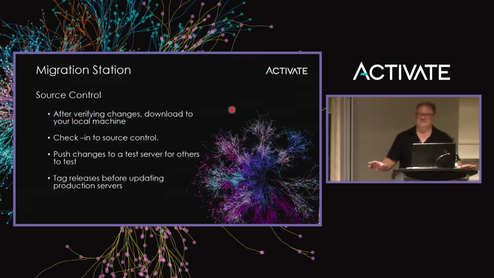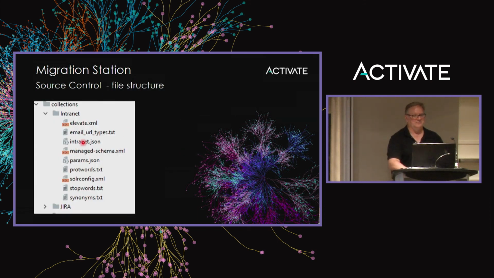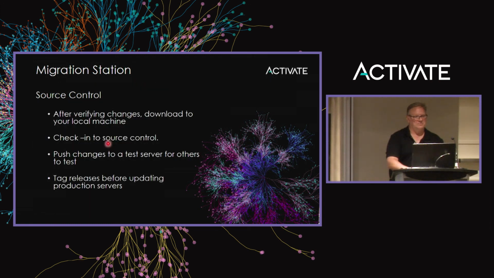So one of the things we do after you make changes, we download it to your local machine, and then typically we just cut and paste into the JSON file. So if I was pulling down the collection here, I would just replace that with the contents of the GET that I used to get the definition for the collection. So once you have the changes, check it into source control.